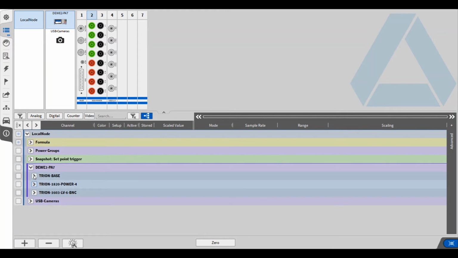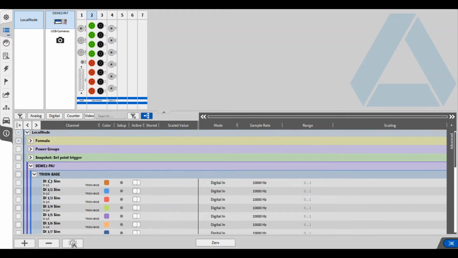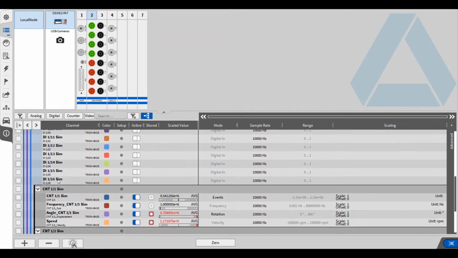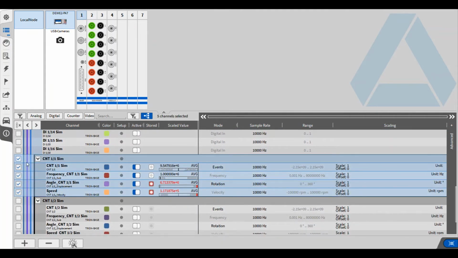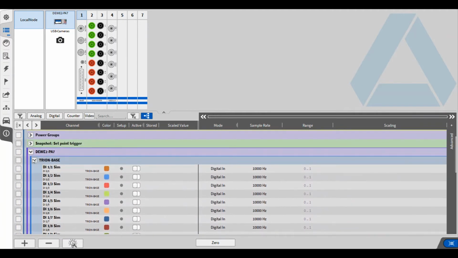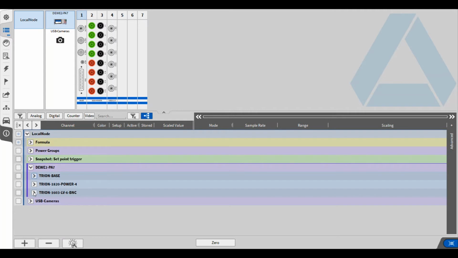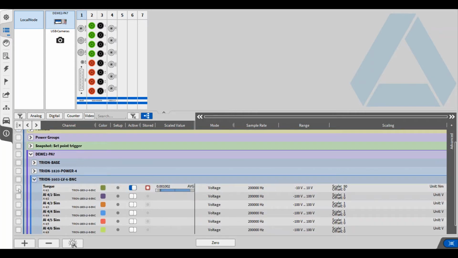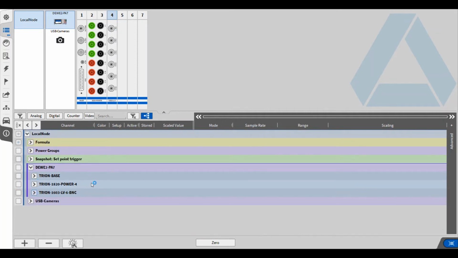Next we have a base module. This has an encoder input used for speed input. And finally we have a low voltage module for a torque sensor input. Those are the inputs that are required for the 3-phase power and efficiency measurement.